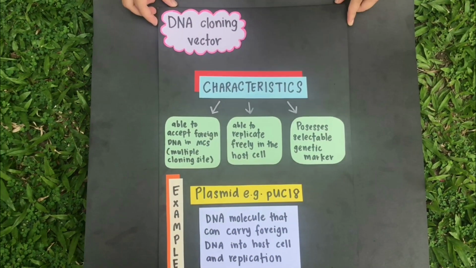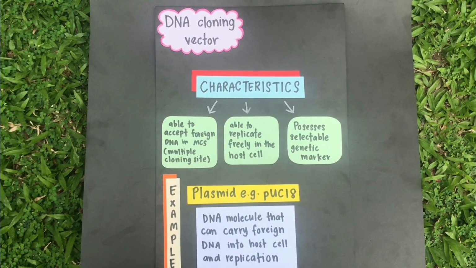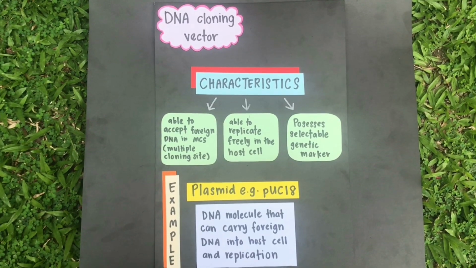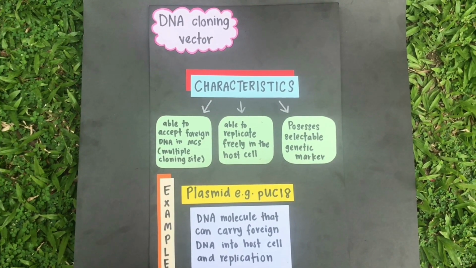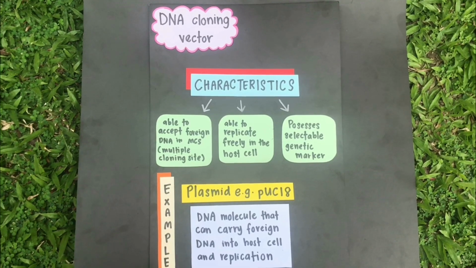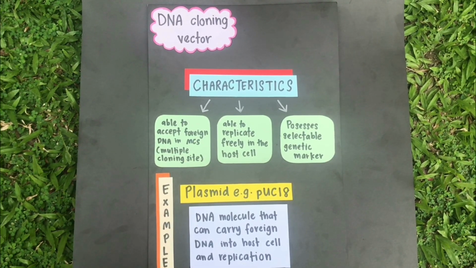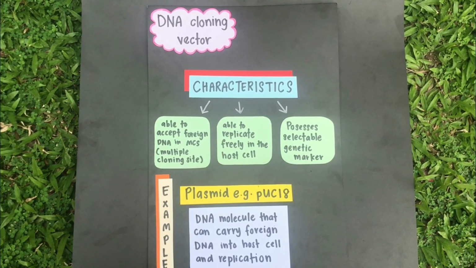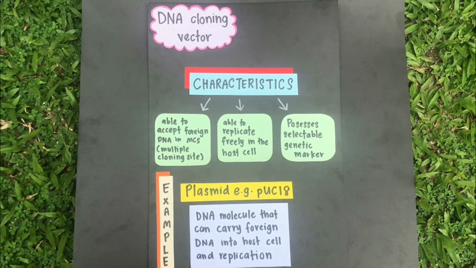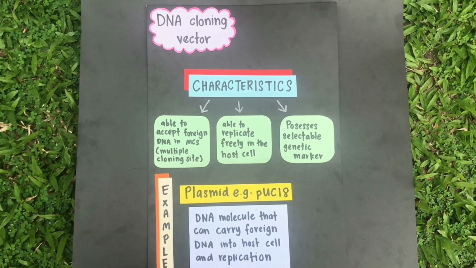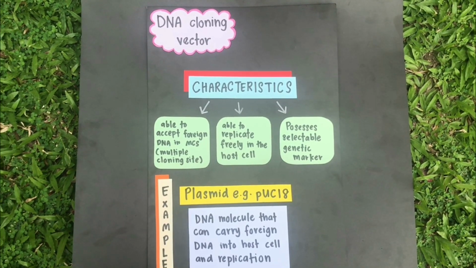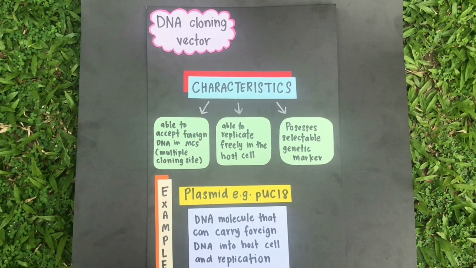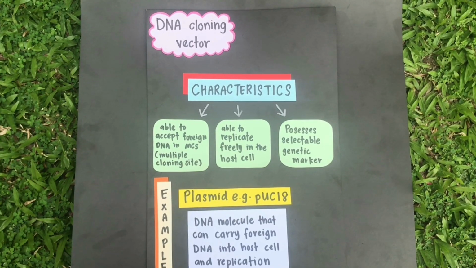Next is DNA cloning vector. A DNA cloning vector has the characteristic of being able to accept foreign DNA in the MCS, that is the multiple cloning site. It is also able to replicate freely in the host cell. It also possesses a selectable genetic marker. For example, in our syllabus, is plasmid pUC18, a DNA molecule that can carry foreign DNA into the host cell for replication.